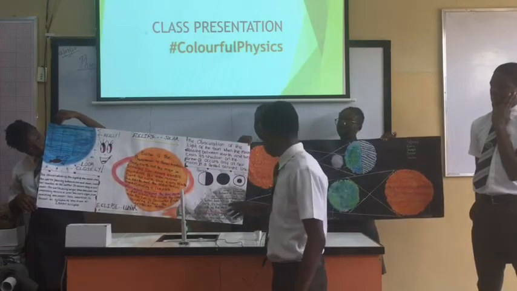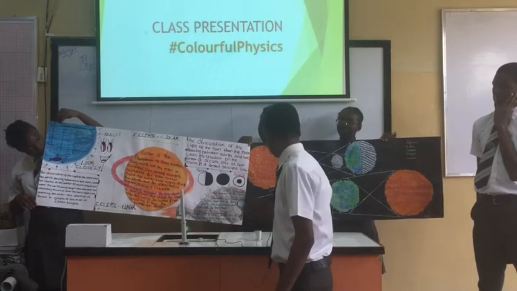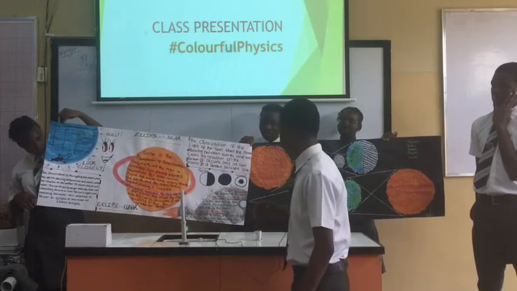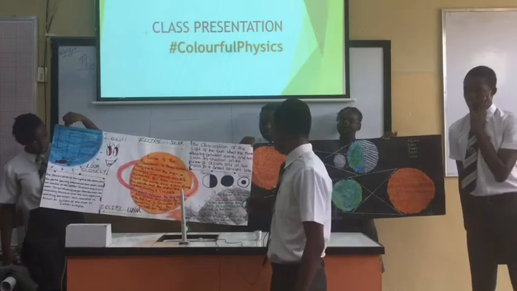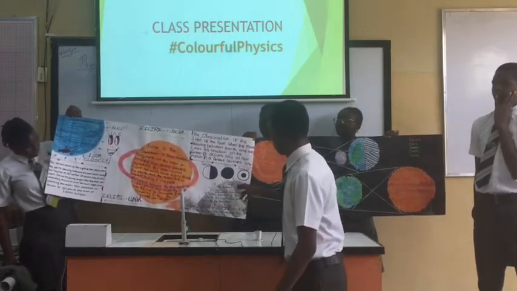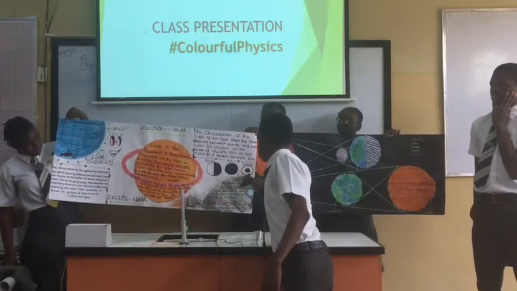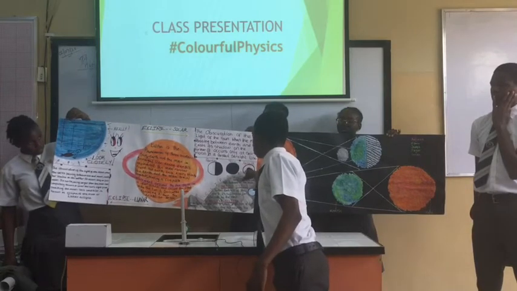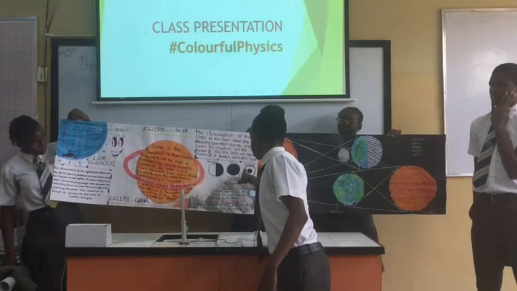This is an eclipse of the sun in which a portion of its surface is visible as a ring surrounding the dark moon. As you can see here, this is the sun and then this is the moon. So this is an example of annular eclipse.